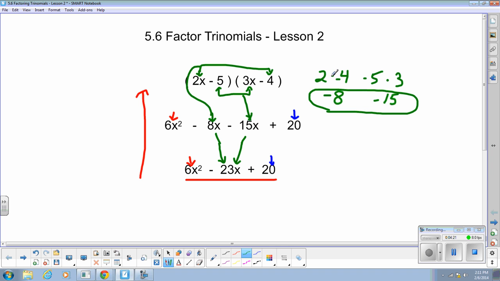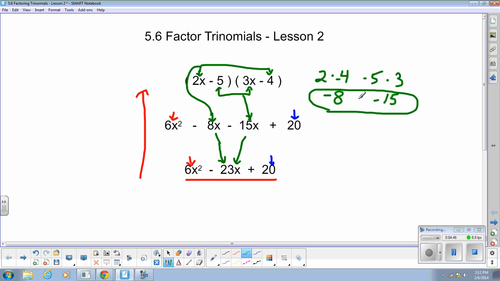Because that's where those factors came from. They came from the outside where the 6 is, and they came from the last where the 20 is. Is there a way to use negative 8 and negative 15 that are related to 6 and 20? Addition won't work. 6 plus 20 is 26. Negative 8 plus negative 15 we know to be negative 23. So here's what's then done.